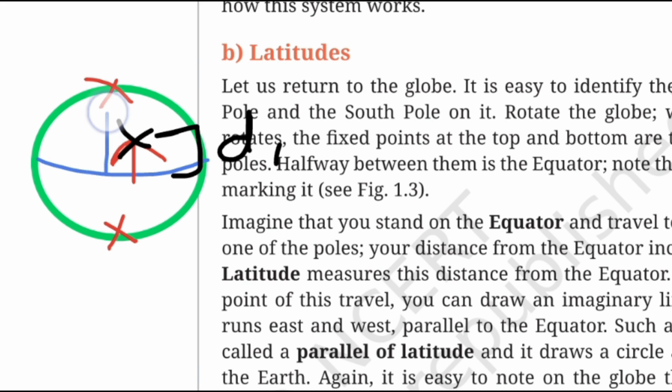Now you are moving further. Now you are here. Then that particular distance will be D2. So this distance will be more than D1, isn't it? So if you are moving towards a pole, then your distance from the equator will increase. That you understand, isn't it?